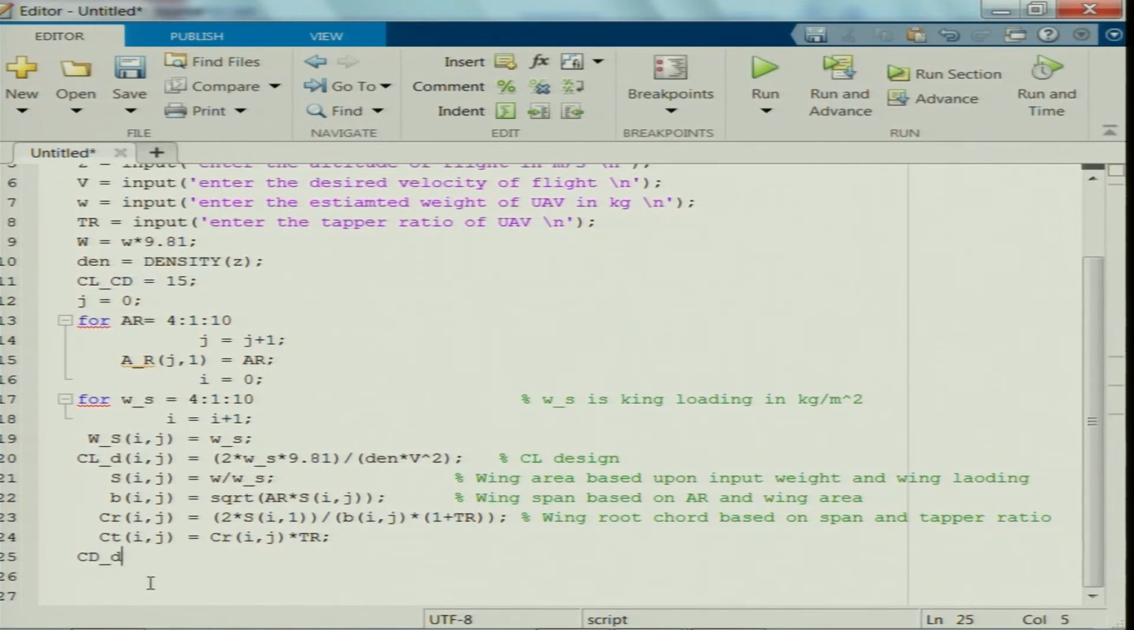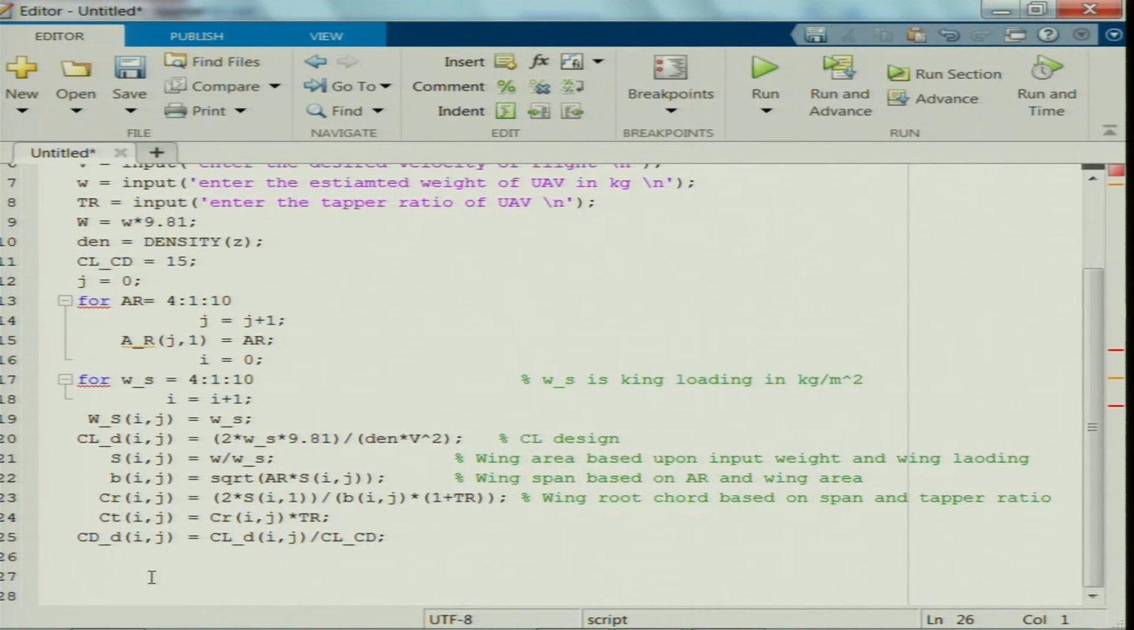CD underscore design of I comma j is equal to CL underscore design of I comma j, which is varying with wing loading, right, upon CL by CD, which is constant, right. And then we can find out what is K, Oswald's efficiency factor. So, first we have to find out E to figure out what is K. So, E again can be figured out from this empirical relationship.